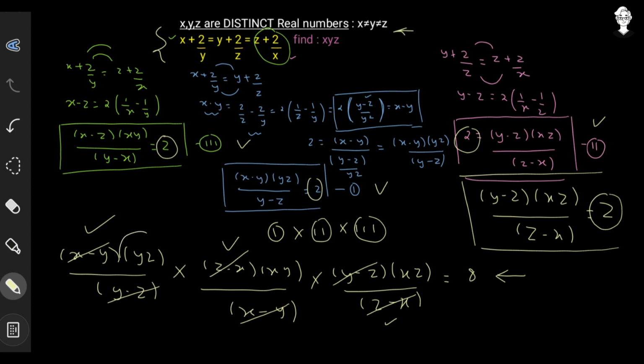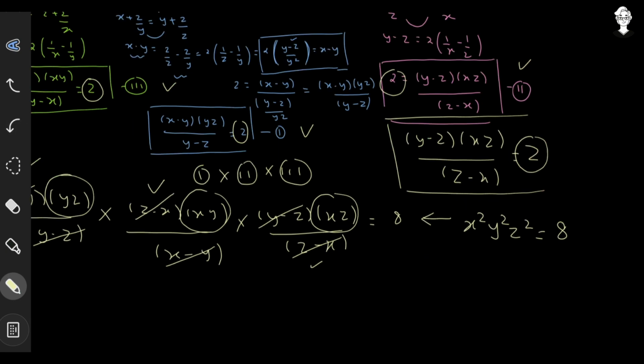So what is remaining is y into z into x into y into x into z, which will simply give me x square y square z square, and this thing is going to be equal to 8. So now we have this particular equation. Now in the left hand side we have x square y square z square, and the same thing can be written as xyz the whole square, and this thing is going to be equal to 8. Now we can take square root on both the sides, so square root of the LHS equals square root of the RHS. So in the left hand side, square and square root got cancelled out.